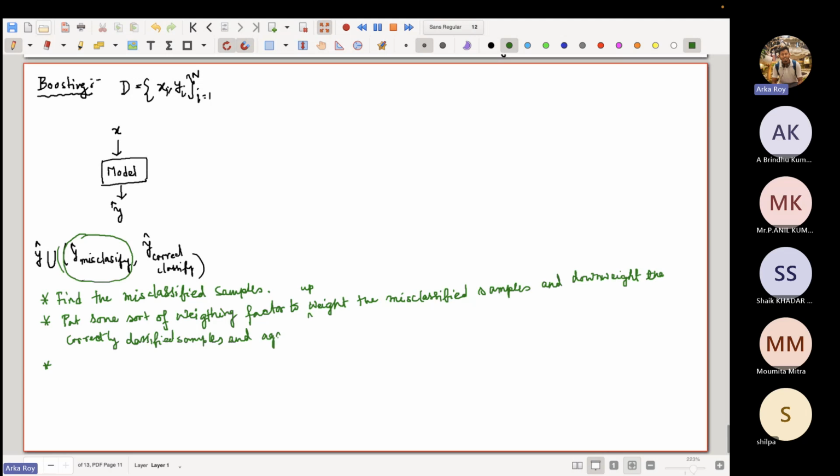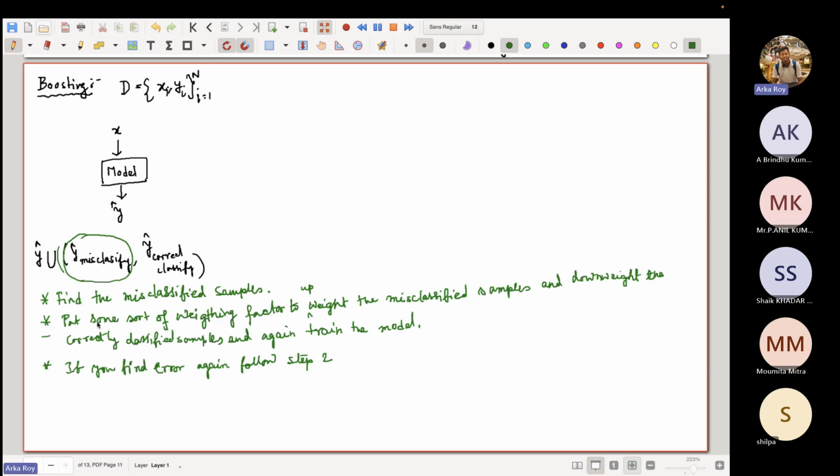And again, train the model. And if you find error, again follow step 2. So this is your step 2.